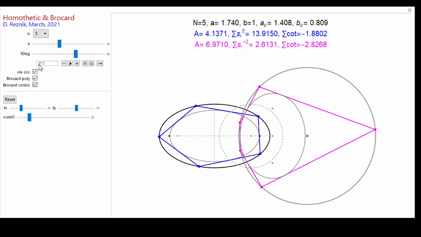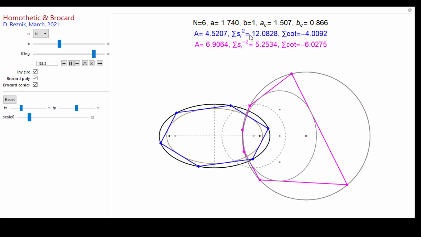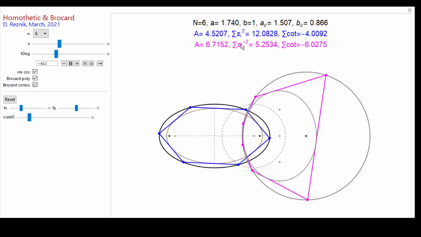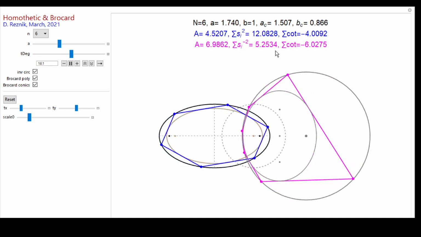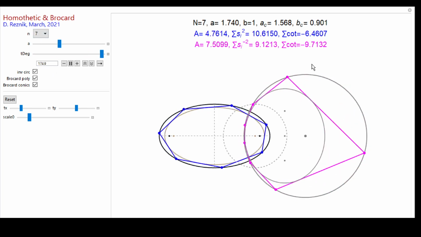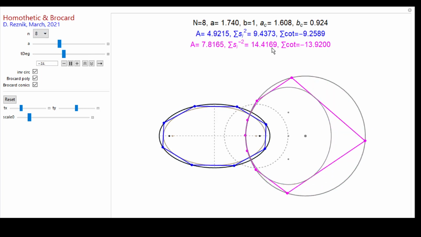Okay, let's look at n equals 6 just to check if n equals 6 has the same properties. Yes, you can see that the area of the magentas is variable, but it conserves the sum of reciprocals of side length squared, and it conserves the sum of cotangents. You can go up to n equals 7, and you get the same phenomenon, n equals 8. So that's going to go on and on and on for all n.